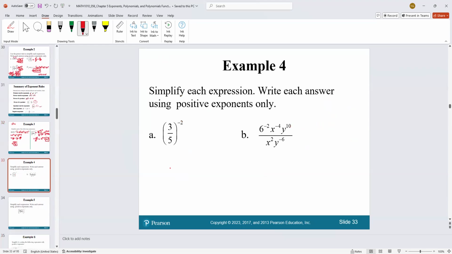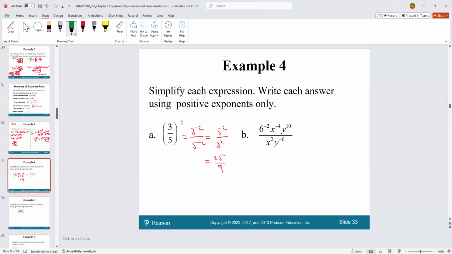We can even go with 6, 7, 9, and 10, but if we go with this one, because they ask us to simplify each expression, we write each answer using positive exponents only. Remember the goals here. Two ways we can do that. We can distribute the -2 power, 3 power -2, 5 power -2. Now, because the exponent cannot be negative, we're going to bring the 3 power -2 to the denominator and bring the 5 power -2 to the numerator. So we have 5 power 2, 3 power 2. So the answer would be 25 over 9.